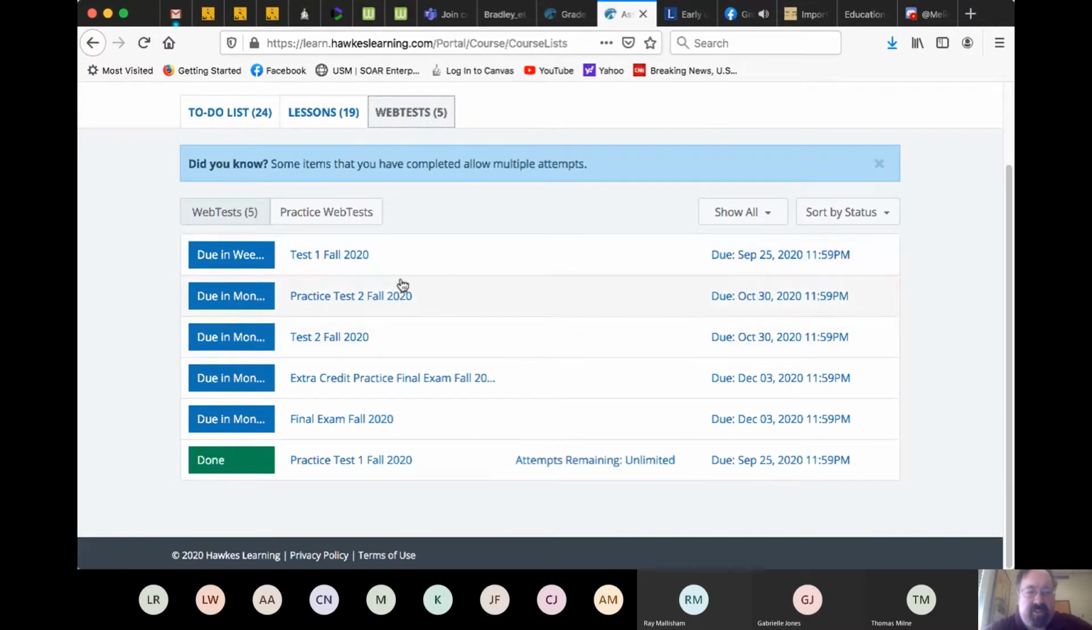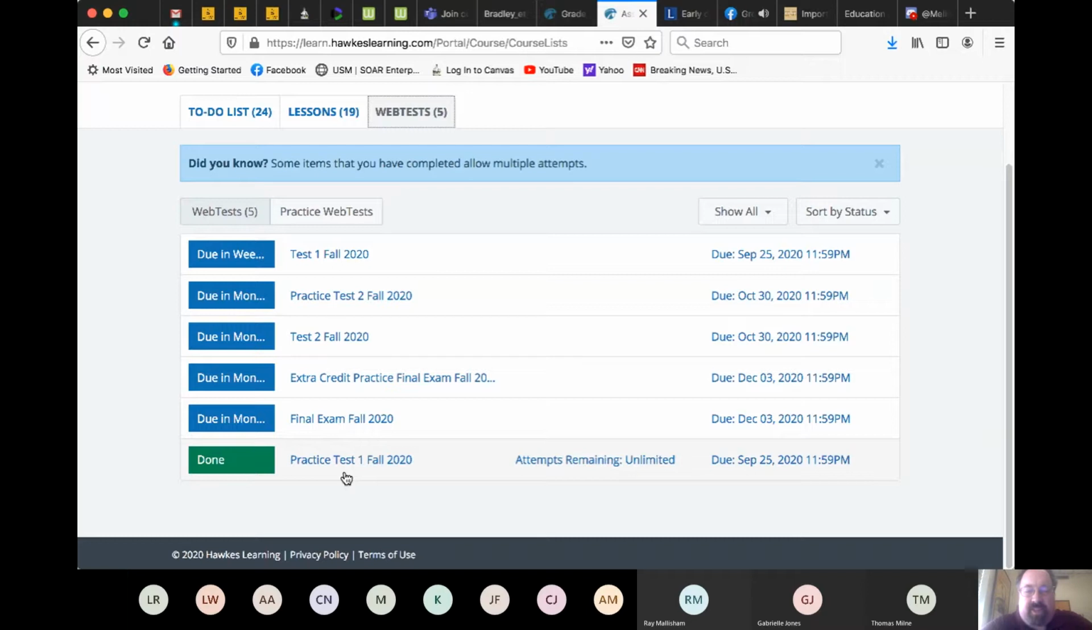So there's 6 tests altogether, but really there's only 3 that count towards a grade: test 1, 2, and final. Then each one is paired with a practice test. So here's practice test 1. Each practice test, like I said, is optional, does not count towards your grade, and is an exact copy of the real test, except obviously some details would change, like numbers, etc. So there's some randomization in there, but you really do see what you're going to get.